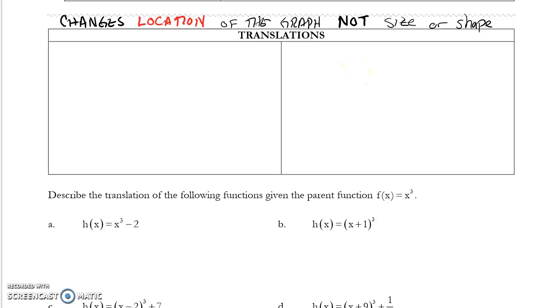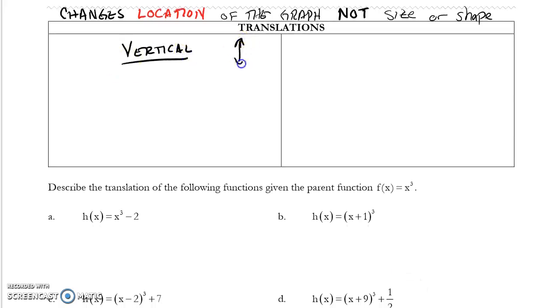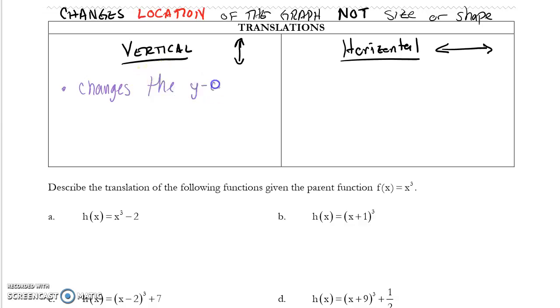And there's two different types of shifts or movements, translations that we have. And you can move it vertically. It's a vertical translation, meaning it's going to be moved either up or down. Second one is a horizontal translation. If it's a horizontal translation, we are moving it right or left. For a vertical translation, since it's changing vertically, this changes the y coordinate.